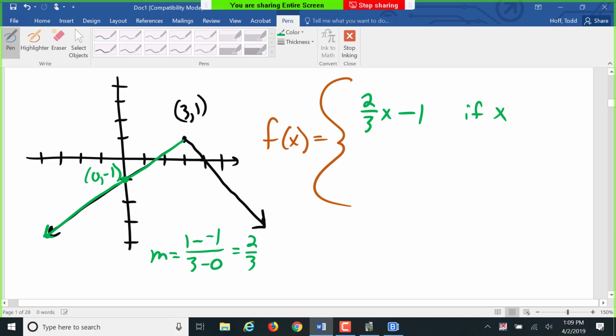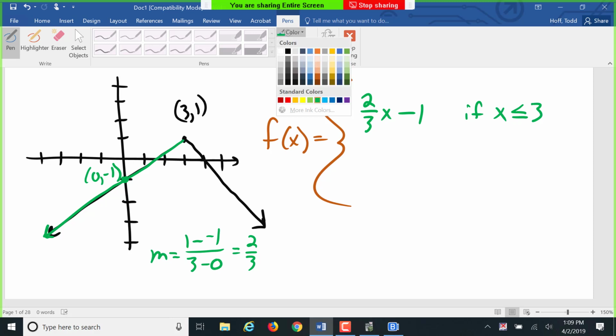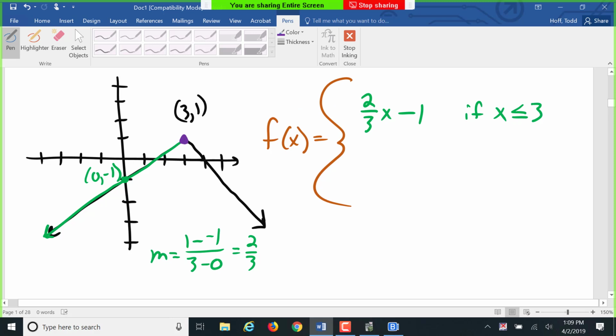If x is, what goes there? Less than or equal to 3. Perfect. Now, as we mentioned before, it doesn't matter whether the equal part goes with the top equation or the bottom equation when they meet at a single point like this. It is just common practice to put it with the top one when that's the case.